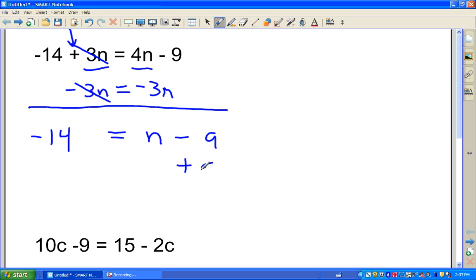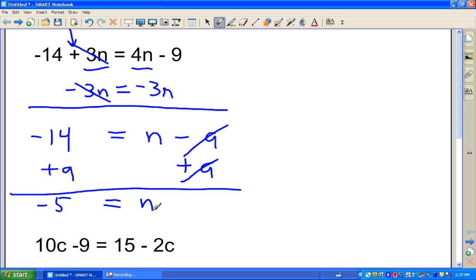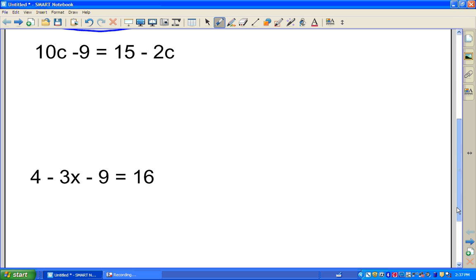Okay, so I'll add 9 here. I'll add 9 here. When I look at these two, I'm going to get plus 9 minus 14, which leaves me a minus 5, equals, these two cancel, and I get an n. And so there we go. I get n equals 5. That's how I solved that first one. Okay, let's take a look at the next one here.